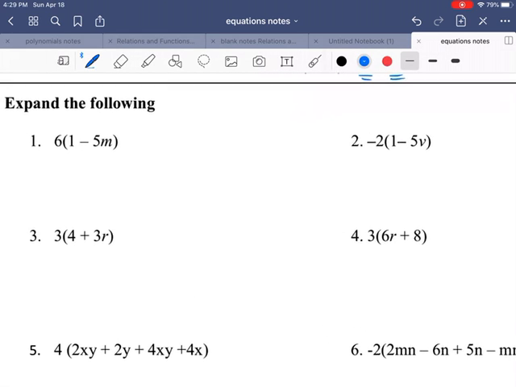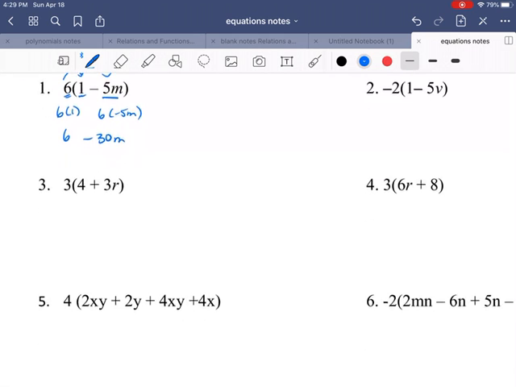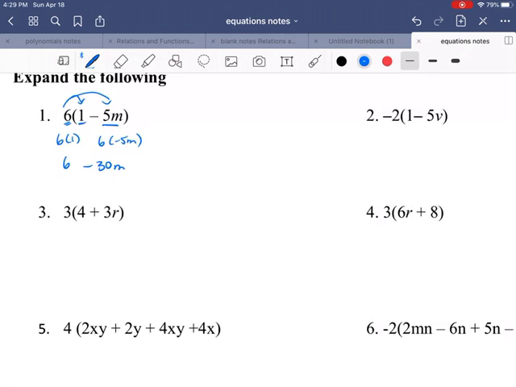Well, let's just practice using the distributive property first. So in this example, we have 6 out front, and we have a 1 and a negative 5 inside the brackets. So the first part is going to be 6 times 1, which is 6. And the next part is going to be 6 times negative 5m, which is negative 30m. Here we have negative 2 times 1, which is negative 2. Here we've got negative 2 times negative 5v, which is positive 10v.